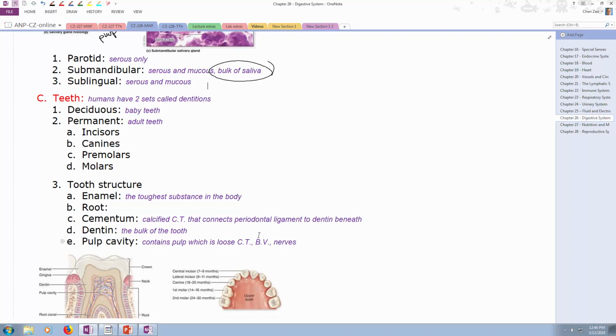Our first set that comes in, we call our baby teeth, and they're also called deciduous because baby teeth are meant to fall out or be lost like the leaves of a tree. So we call them deciduous teeth. Do you guys know how many teeth babies are supposed to have in total? So 20 by 24 months. Not too bad. It's got to be an even number.